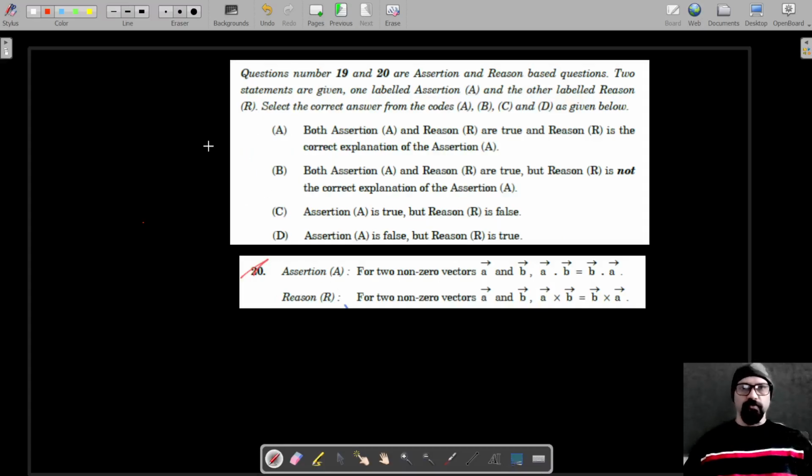Question number 20, which is also assertion and reason based, should be the easiest one. The assertion is that for two non-zero vectors, the dot product is commutative, that is A dot B is equal to B dot A, which is true. We have read that in the properties of the dot product of vectors. And this is the cross product. So A cross B is not equal to B cross A. It's not commutative, so it's false. So C is the correct option for this. Let's move on to question number 21.